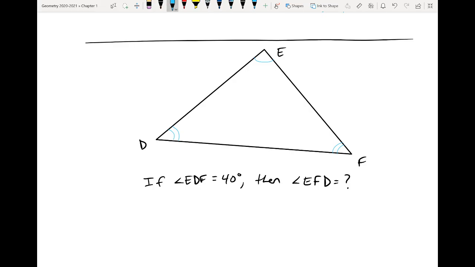Remember what we've learned. Think about, in EDF, what is going to be our vertex? Well, it's D. So we go E, D, F. D is our vertex. Similarly, with EFD, F is our middle letter, so therefore that is our vertex right here. So we go E, F, then D. Notice that they have the same number of arc marks. So what does that mean? Well, in conclusion, it means that those are congruent. They will have the same measure, so EFD will also be 40 degrees.